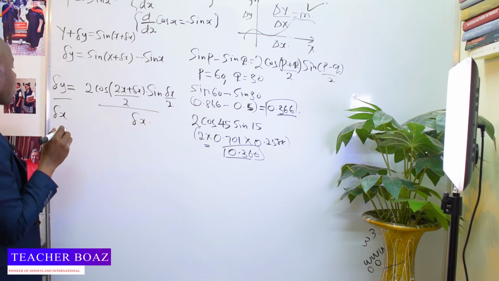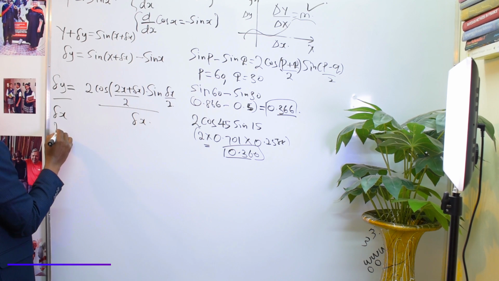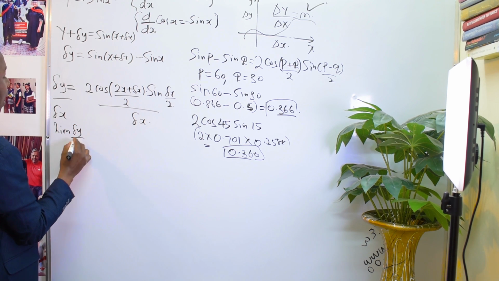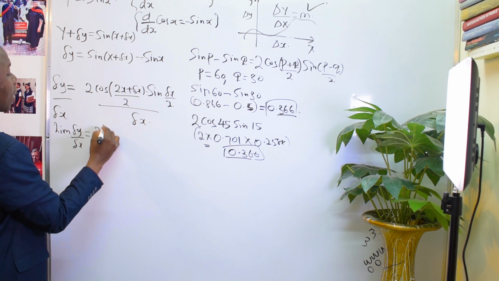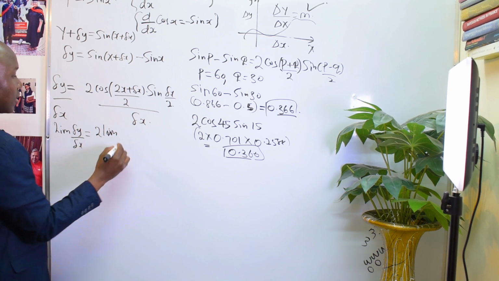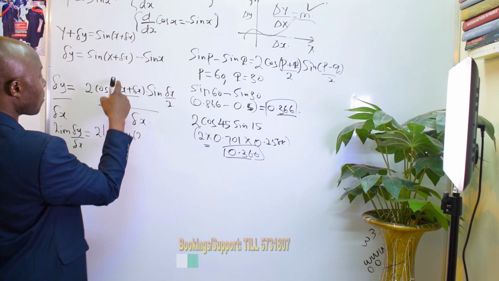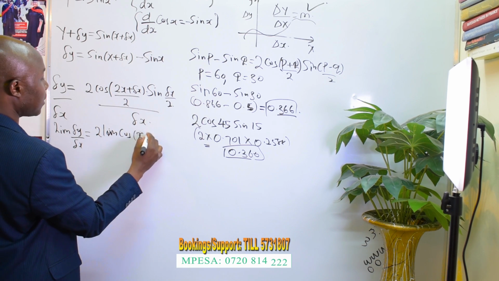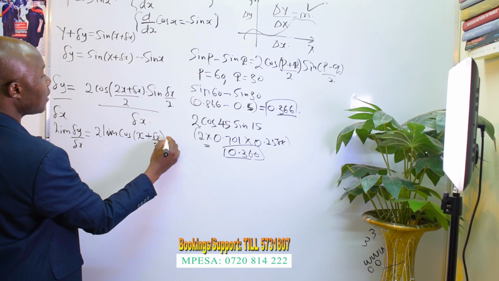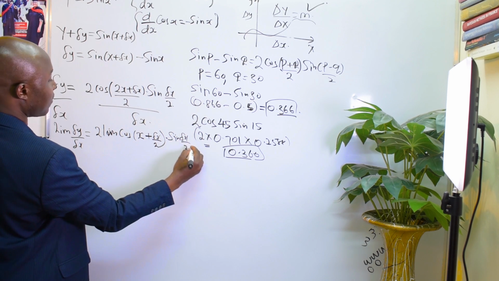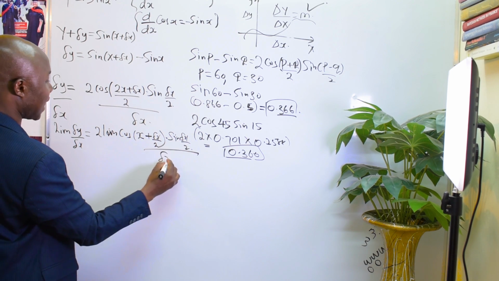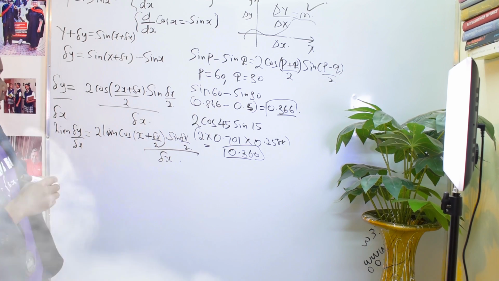Then reaching this point, we take the limits. You take the limits of del y by del x equal to twice the limit of the cosine. Remember 2x over 2 becomes (x plus del x) over 2, times the sine of del x over 2. Then we divide by del x. We are taking the limits of everything else.